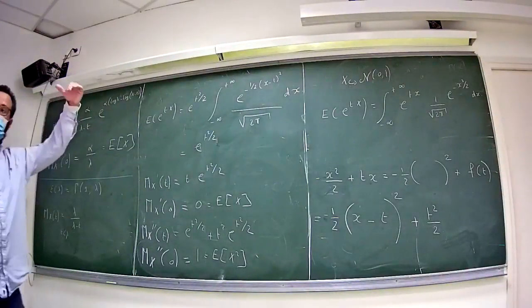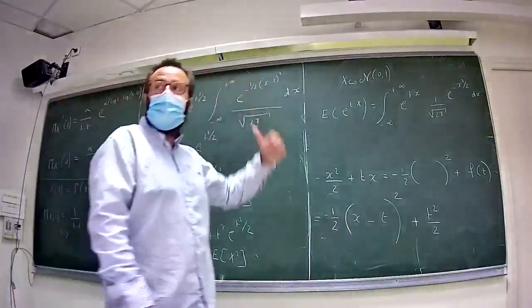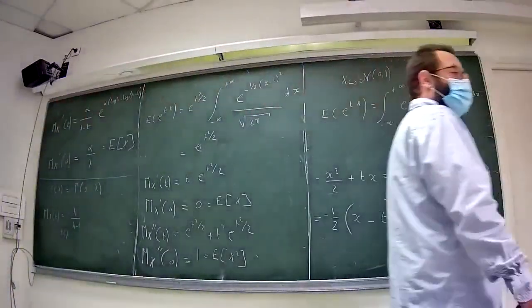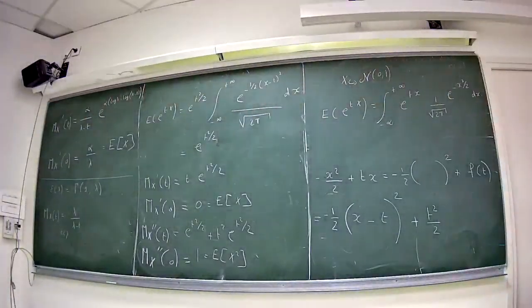So it means that you now have a new tool in order to prove, for example, if I ask you to prove that X follows the N(0,1), you can prove that its density is given by 1 over the square root of 2 pi and so on, or you can also prove that its moment generating function is given by this one. If you have a random variable with this moment generating function, you are sure that you have N(0,1).